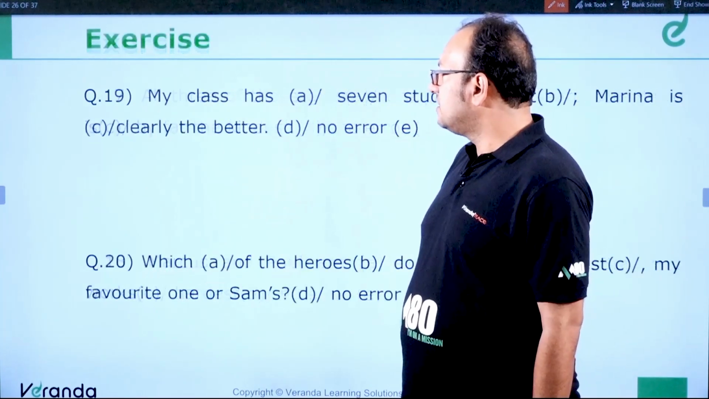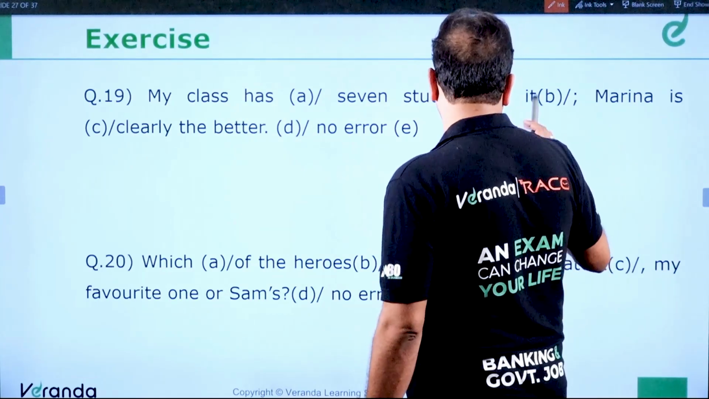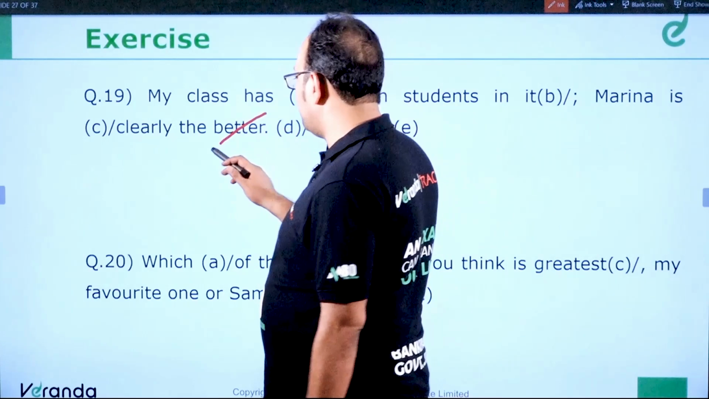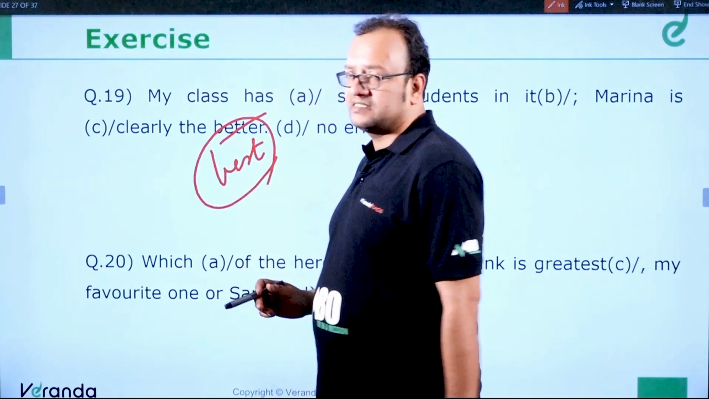Question number 19. My class has 7 students in it. Marina is clearly the best, not the better, because there are 7 people, so best is the correct answer.